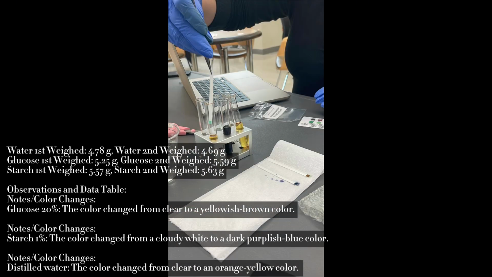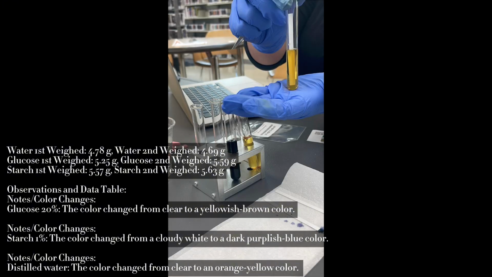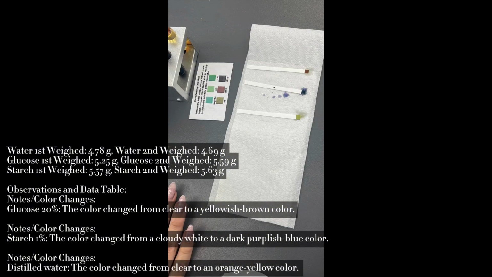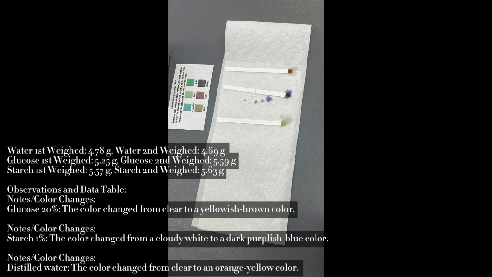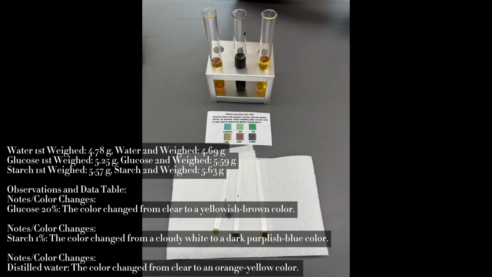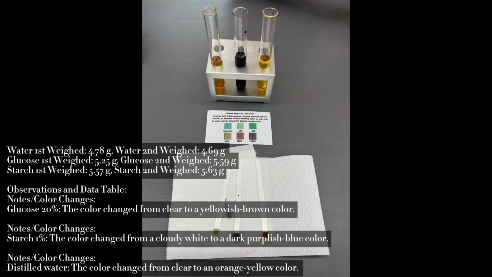Step 8, conclusion. Our results show that smaller molecules like glucose and iodine can pass through the membrane, but larger molecules like starch cannot. This models how real cell membranes work in living organisms.